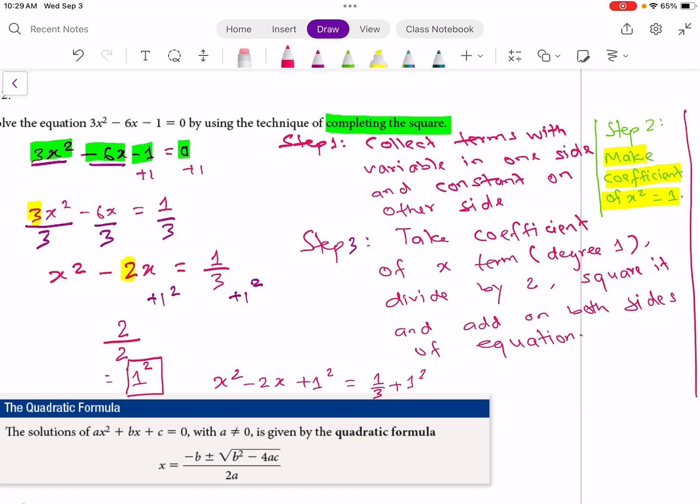Second step, we make the coefficient of square term 1 by dividing by its coefficient. In the third step, we take the coefficient of x, divide by 2, square it, and add on both sides. Okay, now let's go to the next step, step 4.